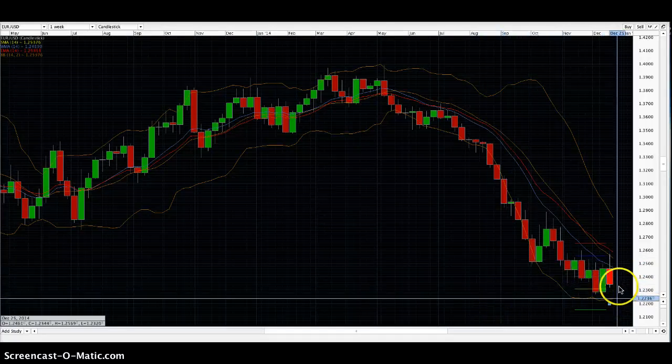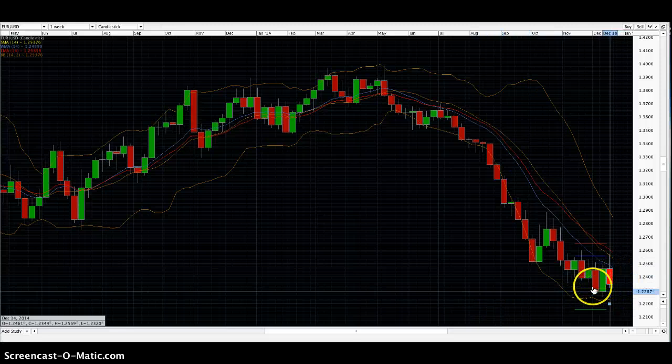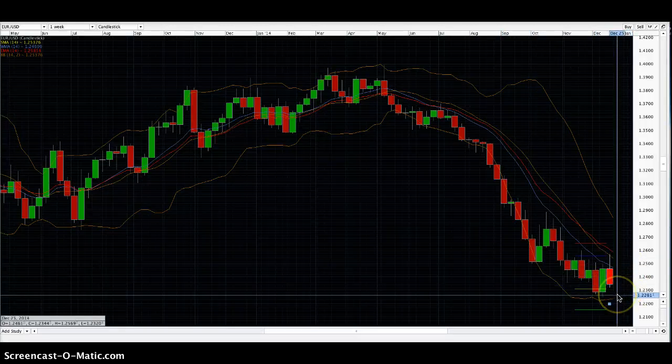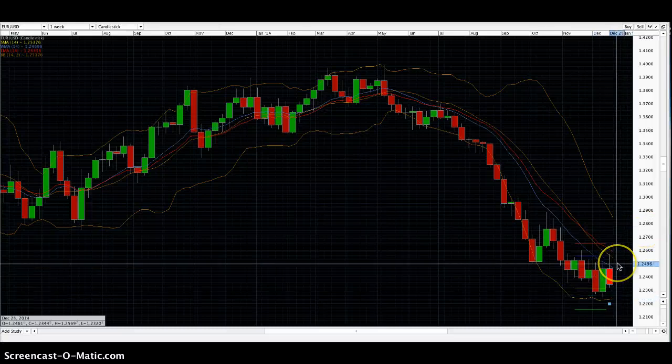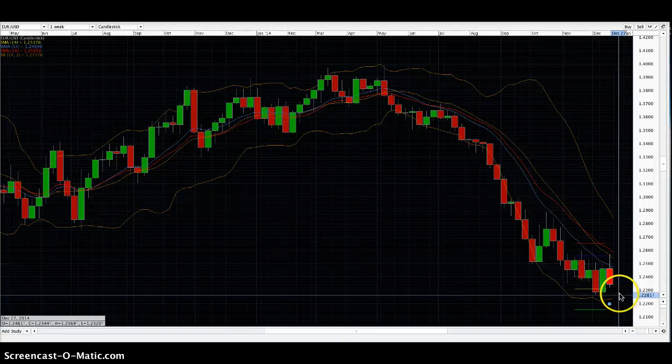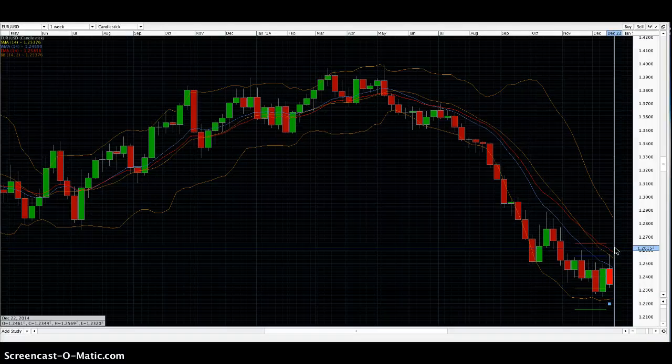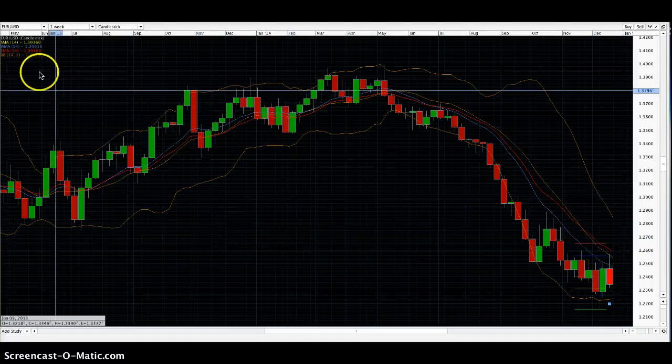So once it breaks out of this little trend, I say if it goes below about 1,226 or above, let's look at this, above 125, I would sell or buy respectively. So if it goes below here, I'm going to sell, and if it goes above here, I'm going to buy, because that's going to break through.